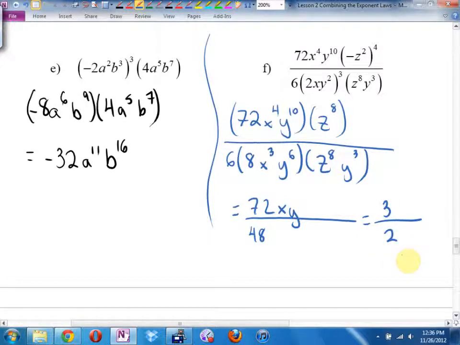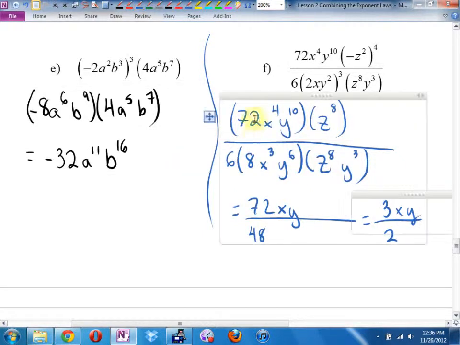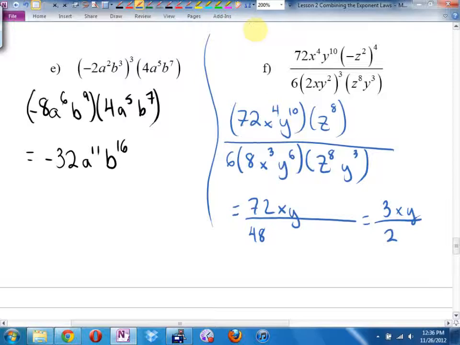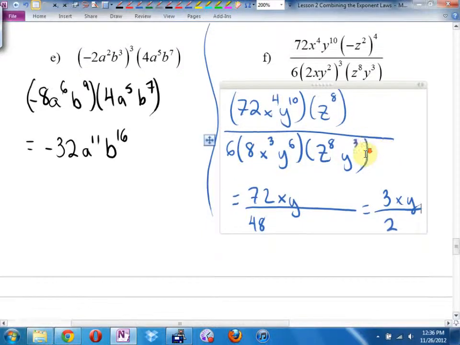24 goes to the top and bottom. And you got an X and you got a Y. How many Y's on top? 10. How many Y's on the bottom? 9. How many left? 1 on the top.